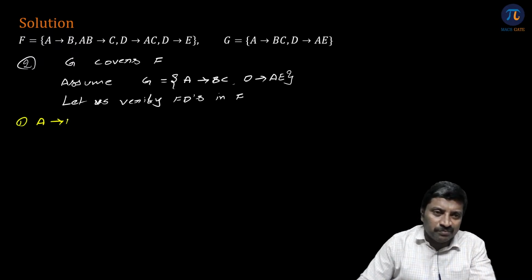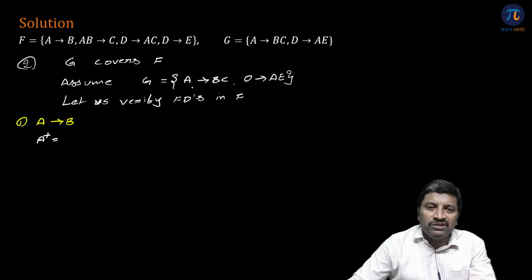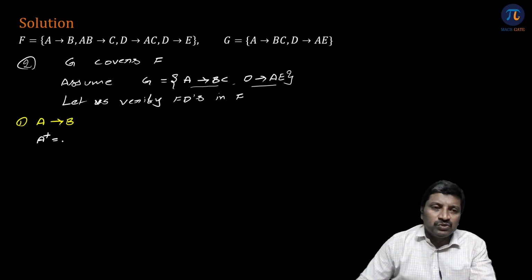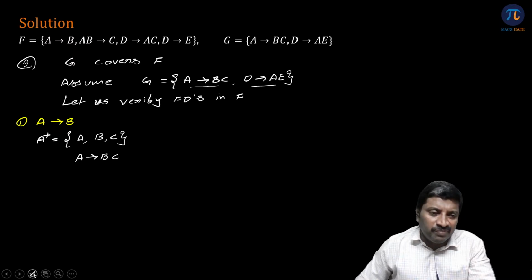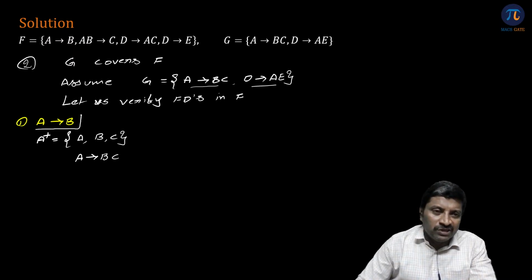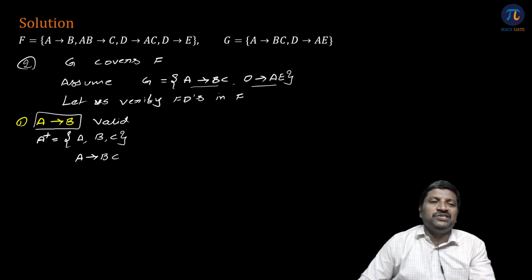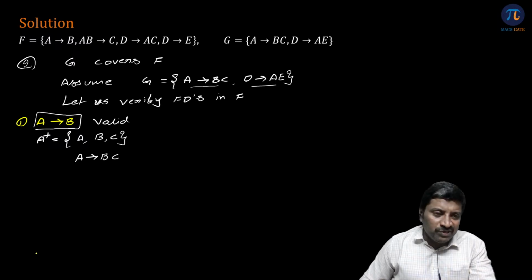A implies B. Is it directly present, sir? No. So let us find the closure. What is closure of A? For this, use only these functional dependencies. With the help of A, I can get A. With the help of A, I can get B, C. Anything else? No. Of course, we got the value of B by using A. So that means this is valid.